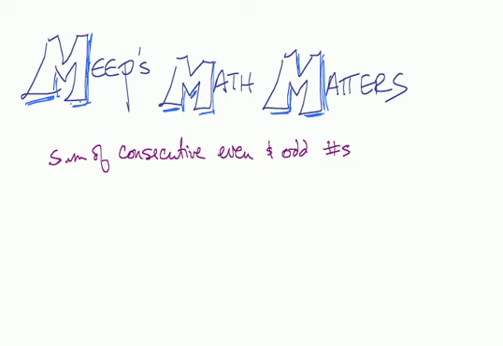Today I'm going to be looking at the sum of consecutive even and odd numbers. From the last video, I showed that 1 plus 2 plus 3, etc., adding up all the whole numbers, 1 up to n, is n times n plus 1 over 2.